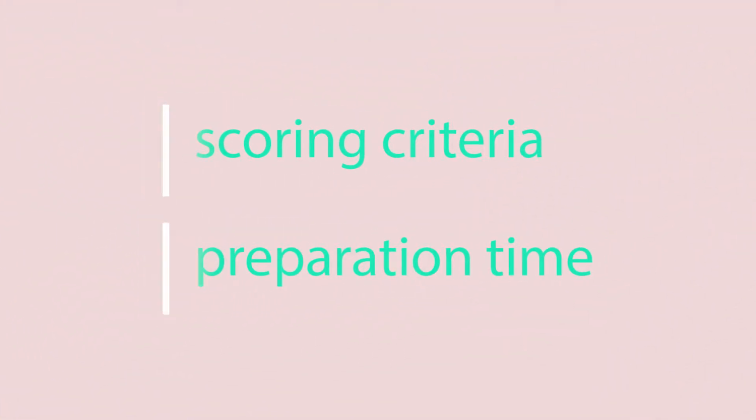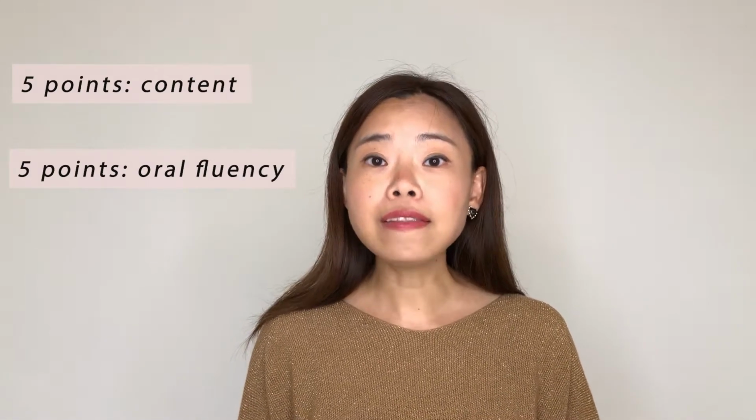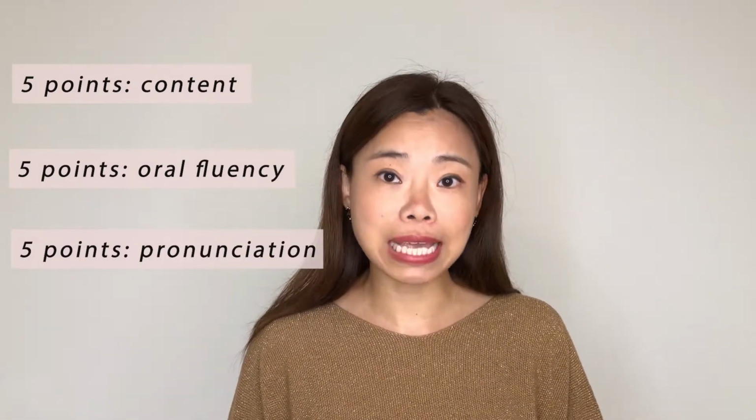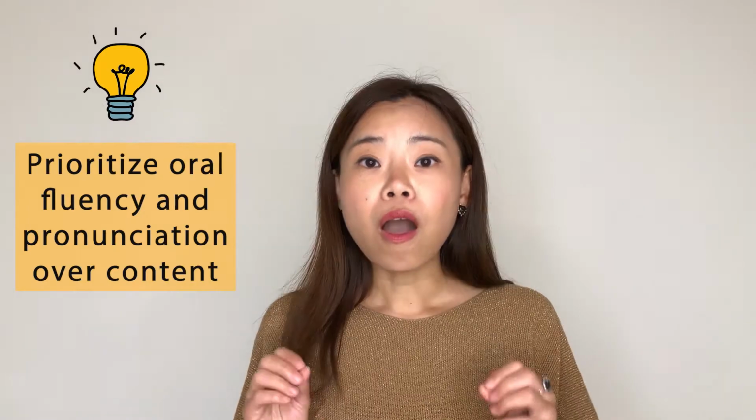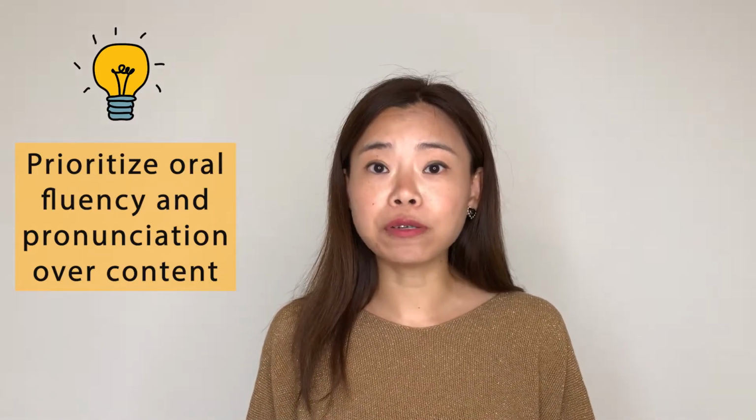Now, I cannot dive into the deep end without firstly giving you some tips on the scoring criteria and the 25 seconds of preparation time. For PTE Describe Image, you get a maximum of 5 points for content, a maximum of 5 points for oral fluency, and a maximum of 5 points for pronunciation. I have said this repeatedly in other videos, and I will say it again, oral fluency and pronunciation should be prioritized over content. You will need to have a good flow in your speech with minimal hesitation.